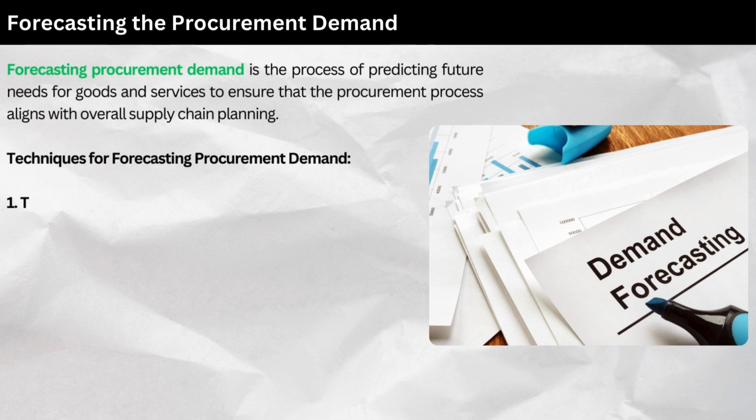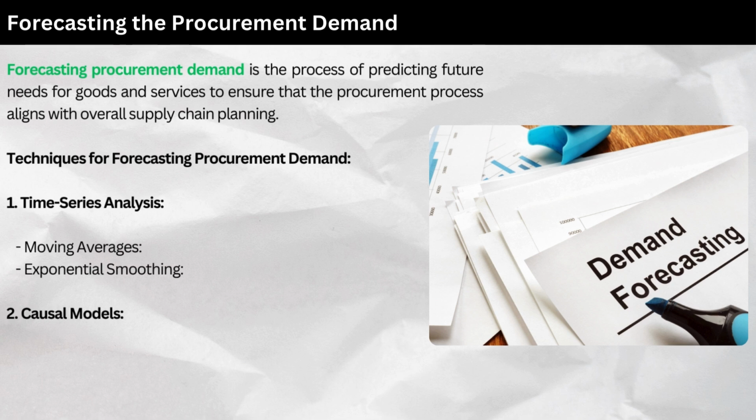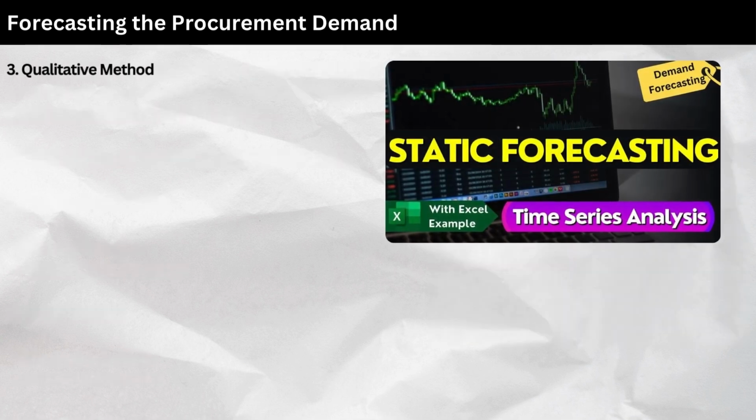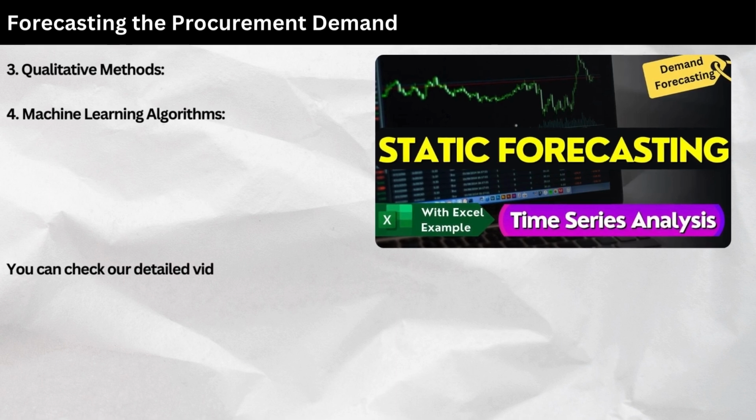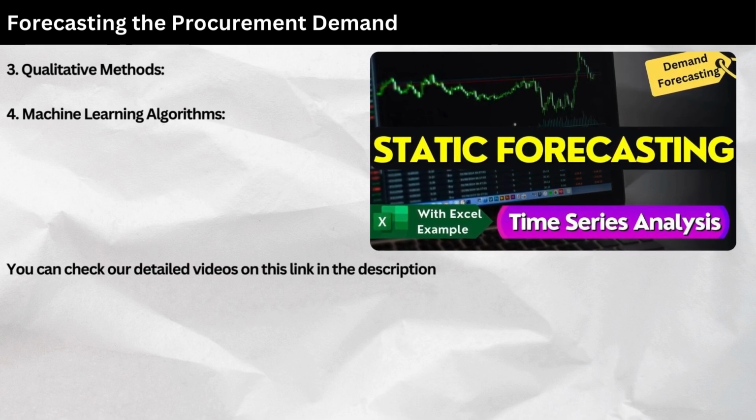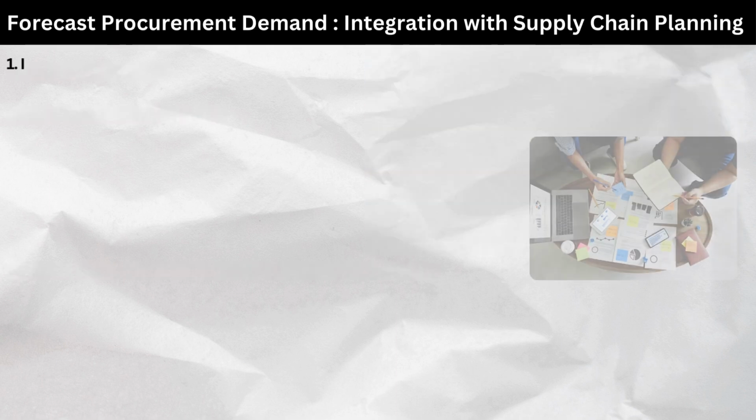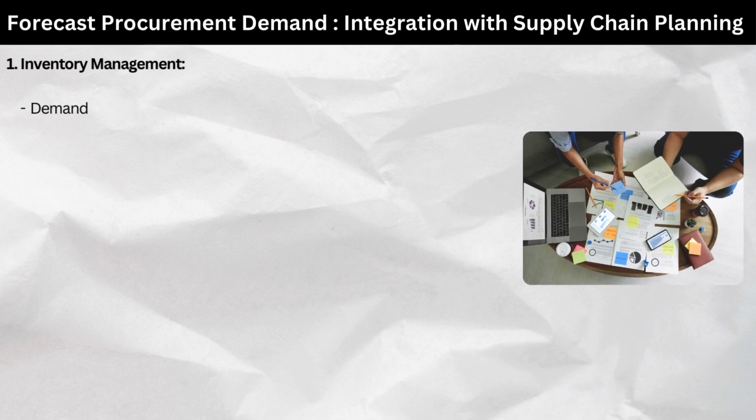1. Time series analysis: moving averages, exponential smoothing. 2. Causal models: regression analysis, econometric models. 3. Qualitative methods. 4. Machine learning algorithms. You can check our detailed videos on this, link in the description. Integration with supply chain planning.